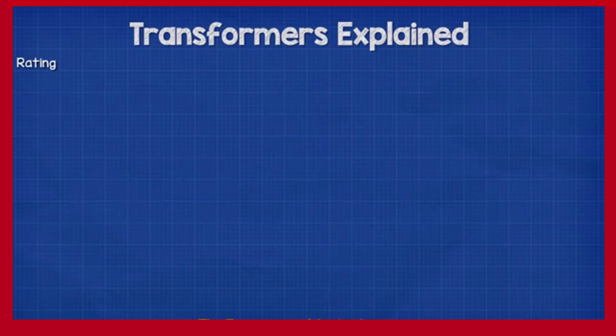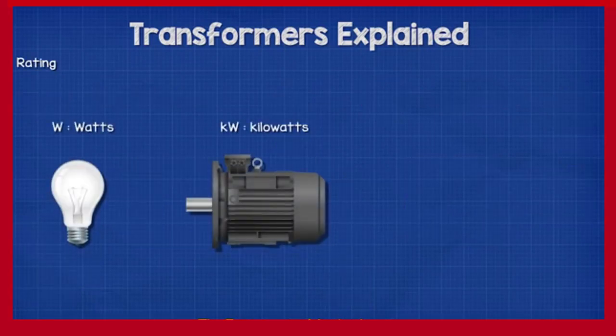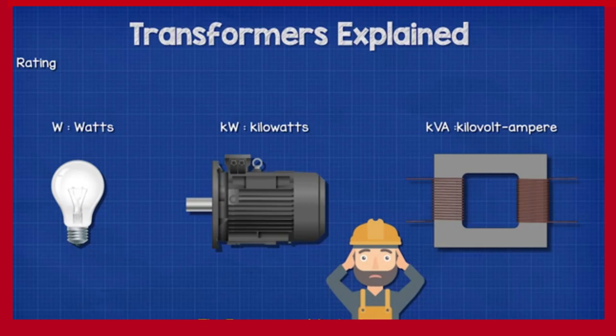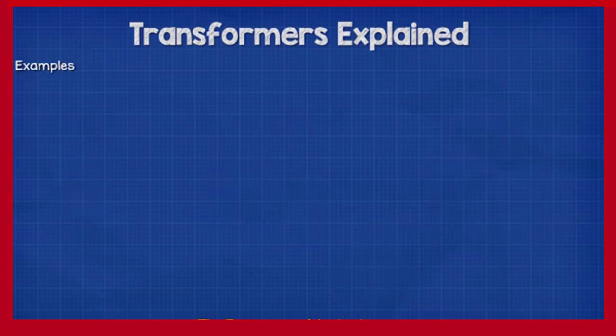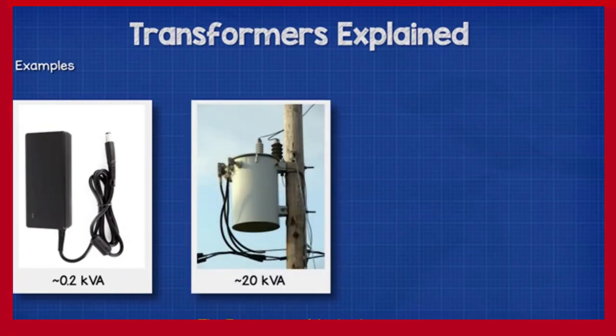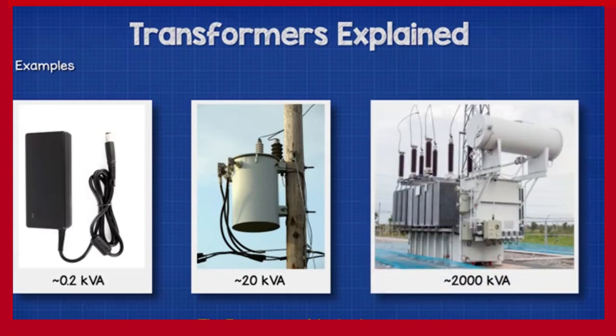Most appliances are rated in watts or kilowatts, but transformers are rated with the units VA for volt amps or even kilovolt amps. We will learn why later on in this video. We can find small transformers used on doorbells or laptop chargers. We have larger versions to supply our homes and businesses. And we also find enormous ones which supply entire regions of towns and even cities.